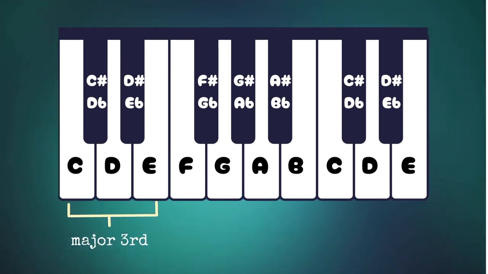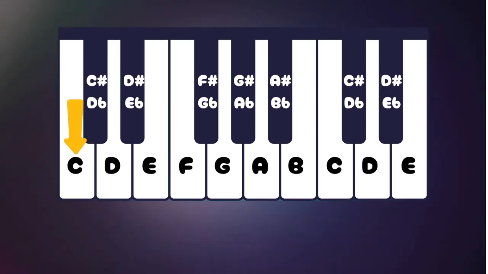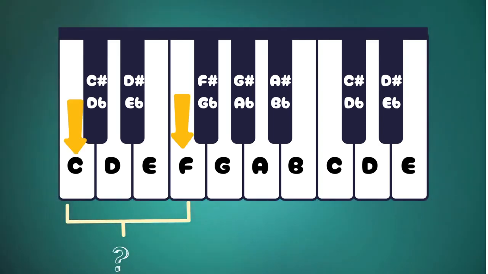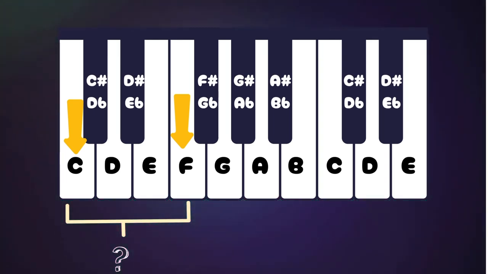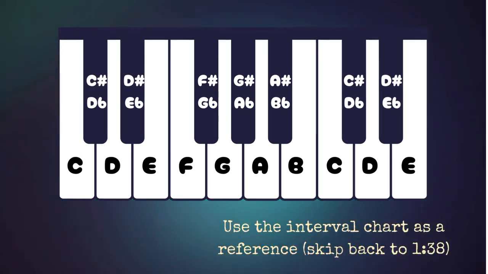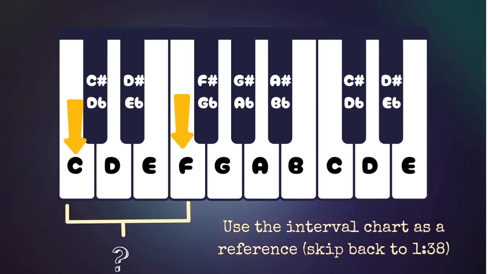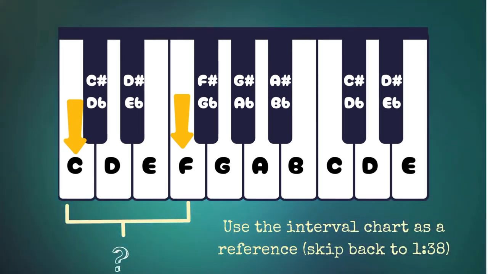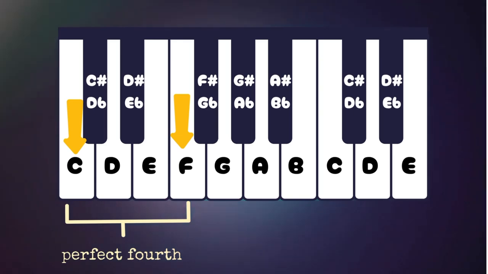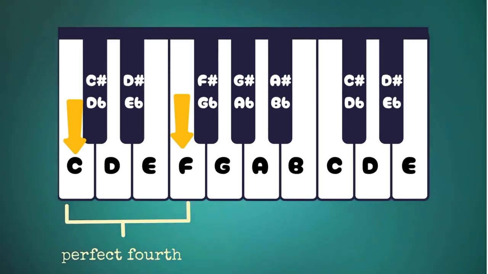Let's try another example. Now let's try C to F. What's the interval? Feel free to skip back and use the interval guide. If you guessed a perfect fourth, you're correct. C to F is a perfect fourth, going from the note C to the note F.